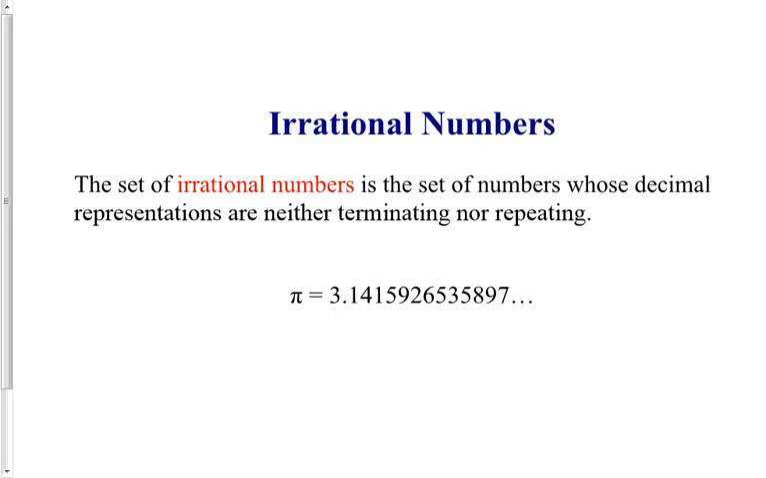Irrational numbers. The set of irrational numbers is a set of numbers whose decimal representations are neither terminating nor repeating. An example of this we are already familiar with is pi, which we know is 3.1415926535897, and so on.